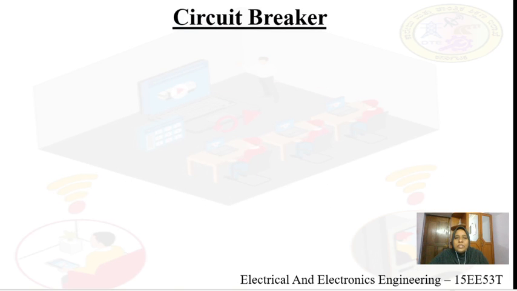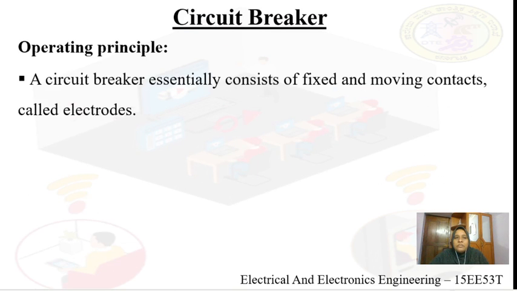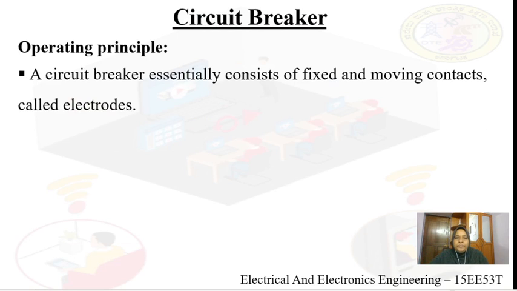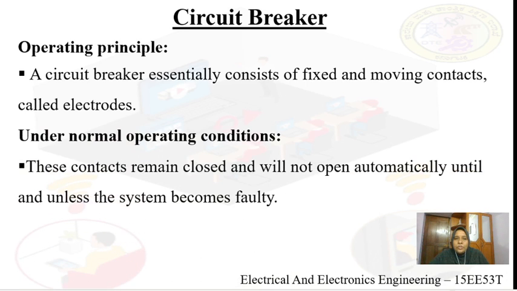Let us try to see further about its operating principle. So a circuit breaker has two important parts. One is called as a fixed contact, other one is called as a moving contact. Sometimes it is even called as electrodes. So how these act when the circuit breaker is in operation, we'll try to see. So when the system is healthy, when the circuit is healthy, when there is no fault in the circuit, the condition is called as normal operating condition.